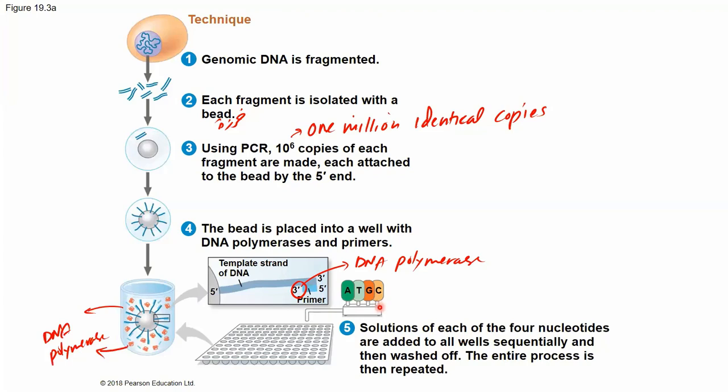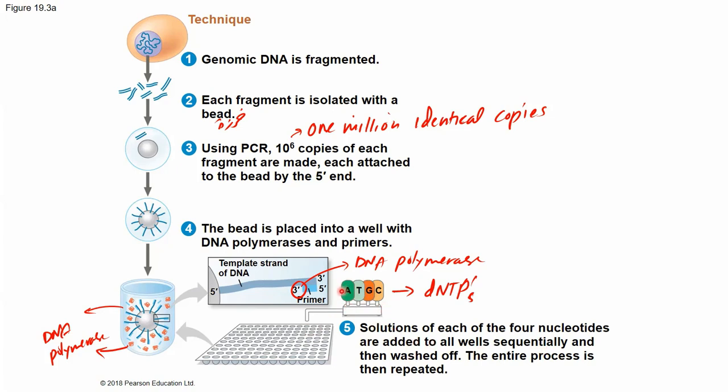Now what will happen, we have the dNTPs, the deoxynucleotides, the A, the T, and the C, and the G and the C. And these nucleotides are separated from each other. Okay? And these nucleotides will be added one at a time, sequentially.